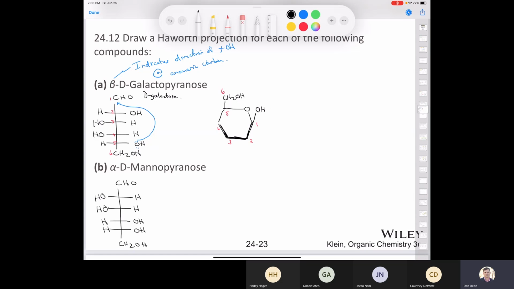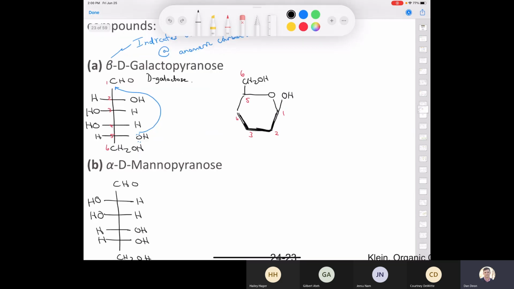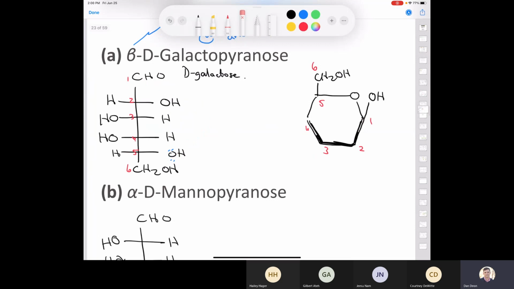Okay, so since it says beta, that means the hydroxyl on carbon number 1 is going to be pointing up like that. If we look at carbon number 2, you can see that the hydroxyl is pointing to the left. So here's the shorthand. Let me show you Mr. Dion's quick and dirty rules. Anything that's on the right-hand side of the molecule is going to be pointing down. Okay? Anything that's on this side is going to be pointing up. So on carbon number 2, we have the hydroxyl pointing down. So let's draw it pointing down. On carbon number 3, we have the hydroxyl pointing up. So let's draw it pointing up. On carbon number 4, we have the hydroxyl pointing up.